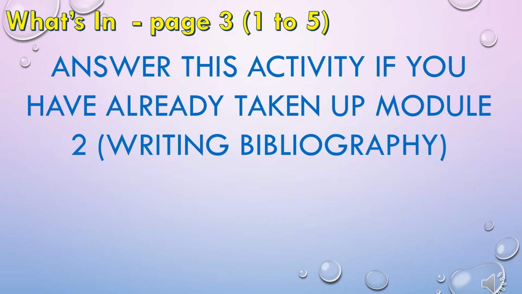Class, next up, we have an activity called What's In, which is found on page 3 of your module. There are 5 items in this activity. Now, I want you to note that you're only going to answer this activity if you have already taken up module number 2, which is called Writing Bibliography.